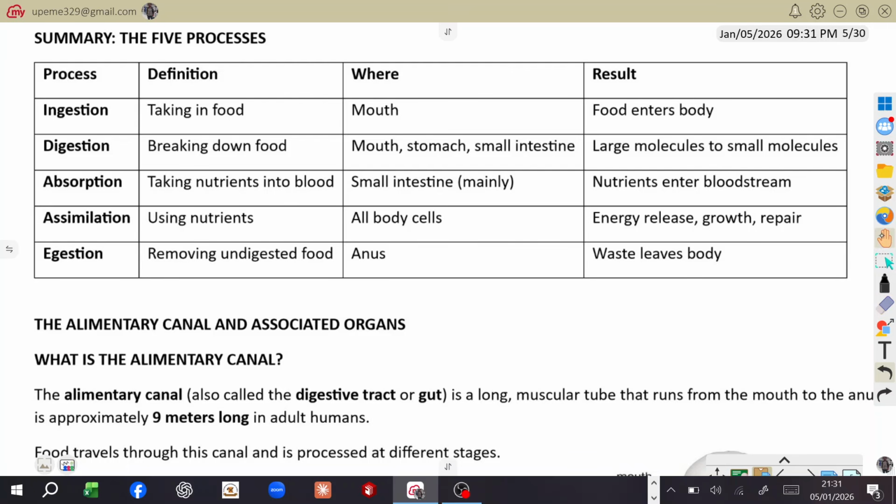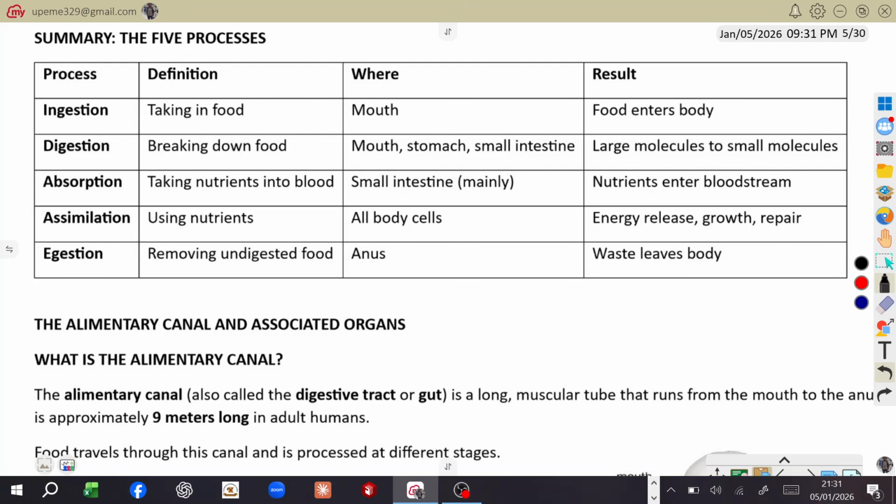So let's now look at a summary of these 5 processes that we have looked at: the process, the definition, where it occurs, and then the result. Number 1, ingestion. What is it? Taking in food, where? In the mouth. Result, food enters the body. Then the next process, digestion. Definition, breaking down food, where? Mouth, stomach, small intestine. Result, large molecules broken into small molecules.